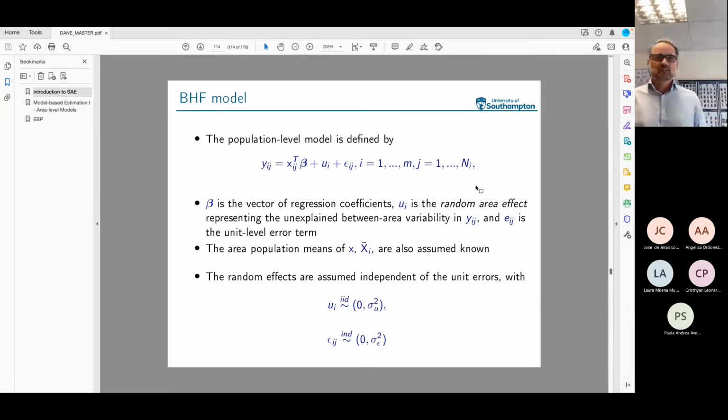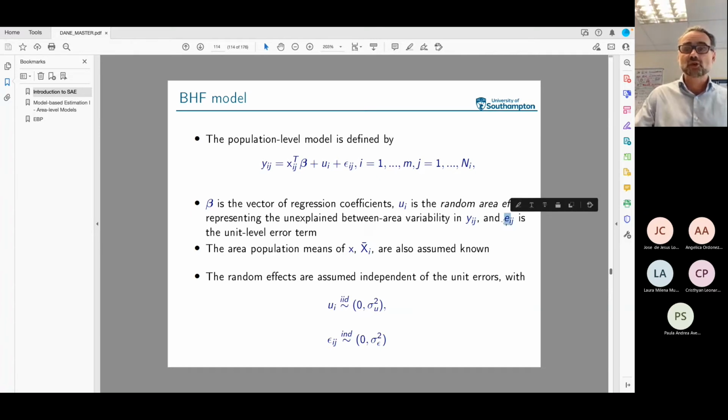So as I said, beta is the vector of regression coefficients. The u_i is the random area effect. That random area effect is very important in small area estimation because what it represents is what remains unexplained, the unexplained between area variability in Y_ij after controlling for the observables, so after controlling for the x's, and a unit level error term, which again, I apologize here, I have to correct this one. This would be epsilon here, not e, but epsilon, so that it's consistent with my notation here, okay? So don't get confused by this lack of precision in the notation. That's the unit level error term.